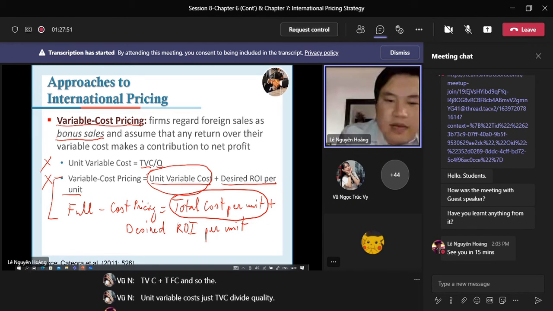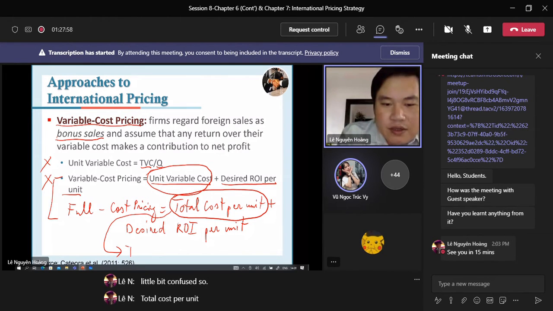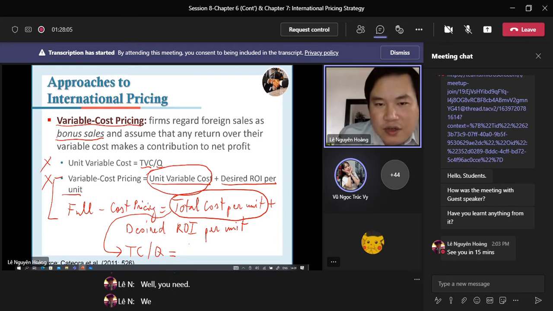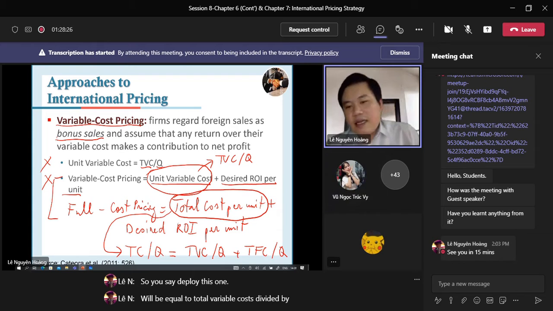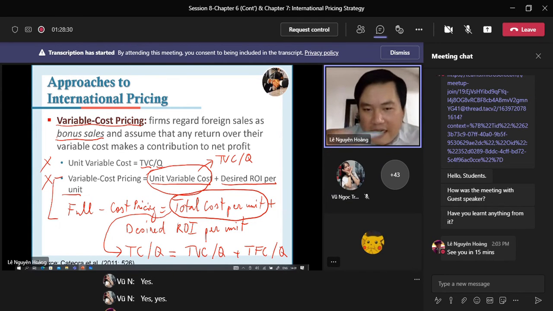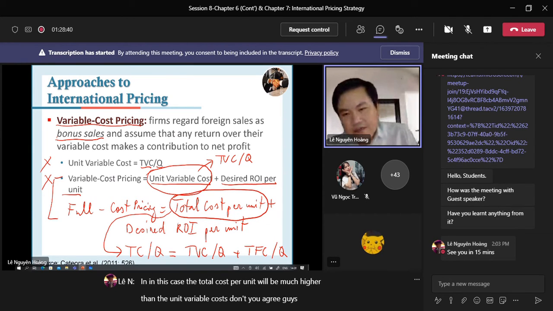I understand what you're saying, but it's a little bit confused. So total cost per unit will be equal to TVC plus TFC, divided per unit. So you see the point? This will be equal to total variable cost divided by quantity. In this case, the total cost per unit will be much higher than the unit variable cost. Don't you agree, guys?